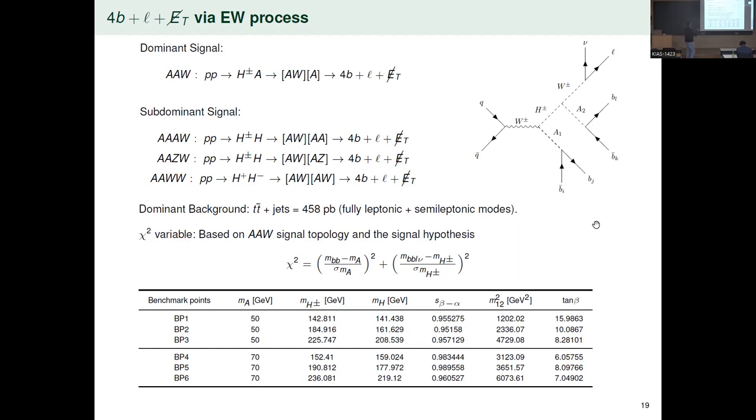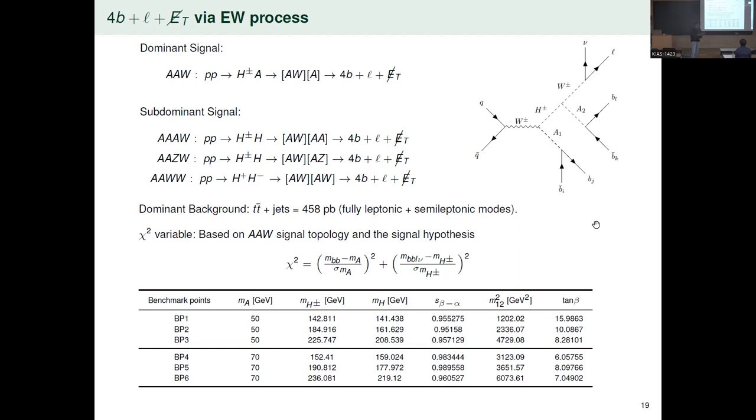Since we have one lepton here, we can evade the multi-jet background. We don't have any multi-jet background here. So the dominant background will be the t t-bar plus jets. If we consider only the semi-leptonic and fully leptonic modes of the t t-bar background, we have a cross-section of 458 picobarn.